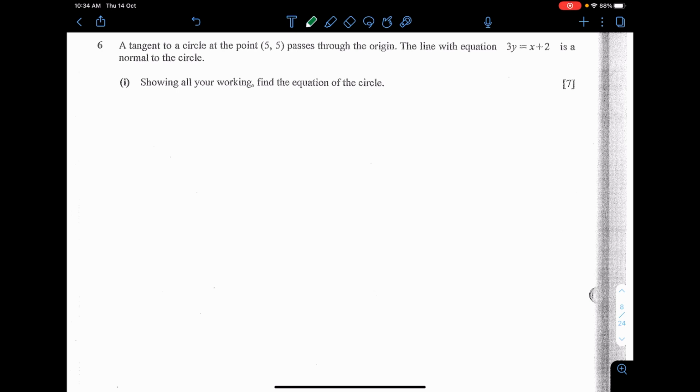Next, question 6. A tangent to a circle at the point (5,5) passes through the origin. The line with the equation is normal to the circle. Okay, tangent to the circle at (5,5) passes through the origin. Okay, (5,5). Okay, I'm not sure how to put this down. Okay, let's just anyhow draw the circle lah.